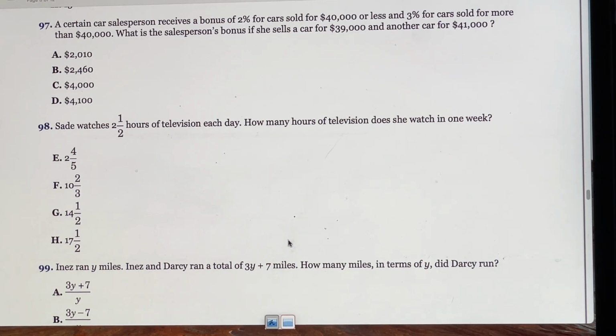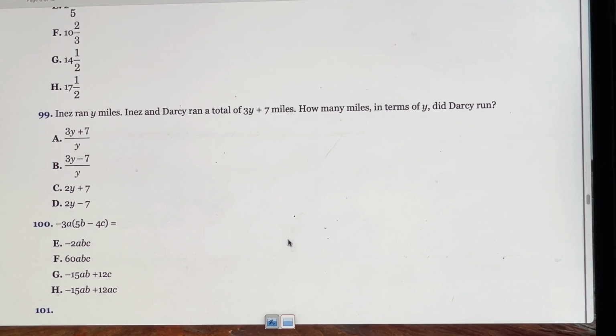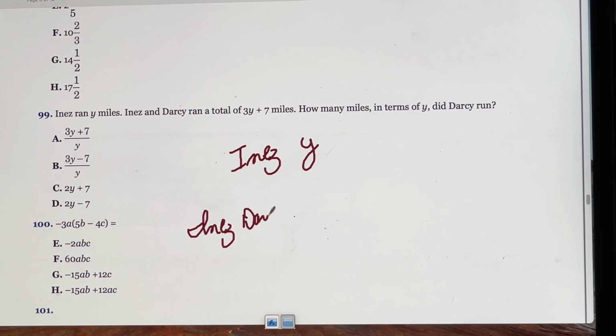99. Ines ran Y miles. She ran Y miles. Ines and Darcy together ran 3Y plus 7. How many miles did Darcy run?